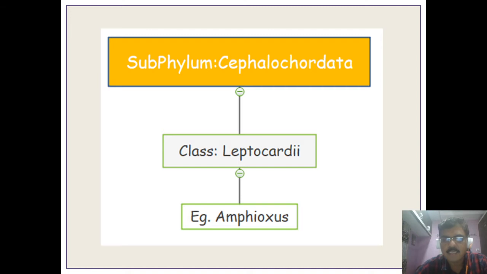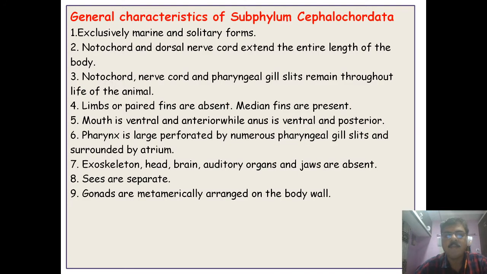That is on the writing page, and on the left side of this you have to draw this diagram, that is subphylum Cephalochordata, and it has only a single class, that is Leptocardii, and the example is Amphioxus. We have to study the single example from the Cephalochordata, that is Amphioxus, and on the writing page or lining page you have to write down all these characteristic features.